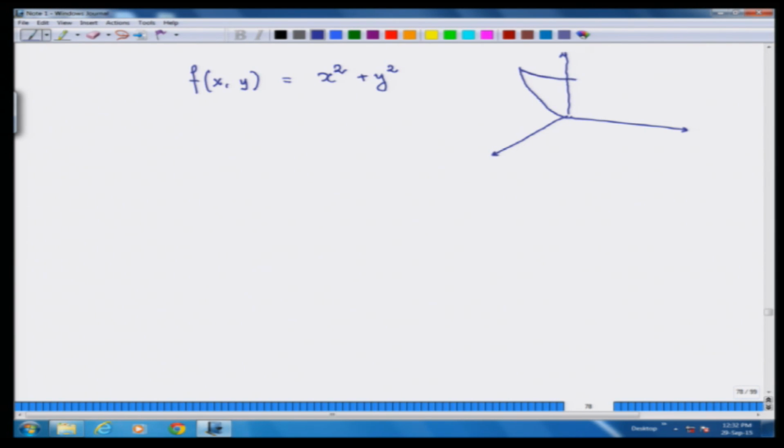At (0, 0) it takes the value 0, and of course there is nothing, it's like a hole inside, it's like some sort of a bowl.